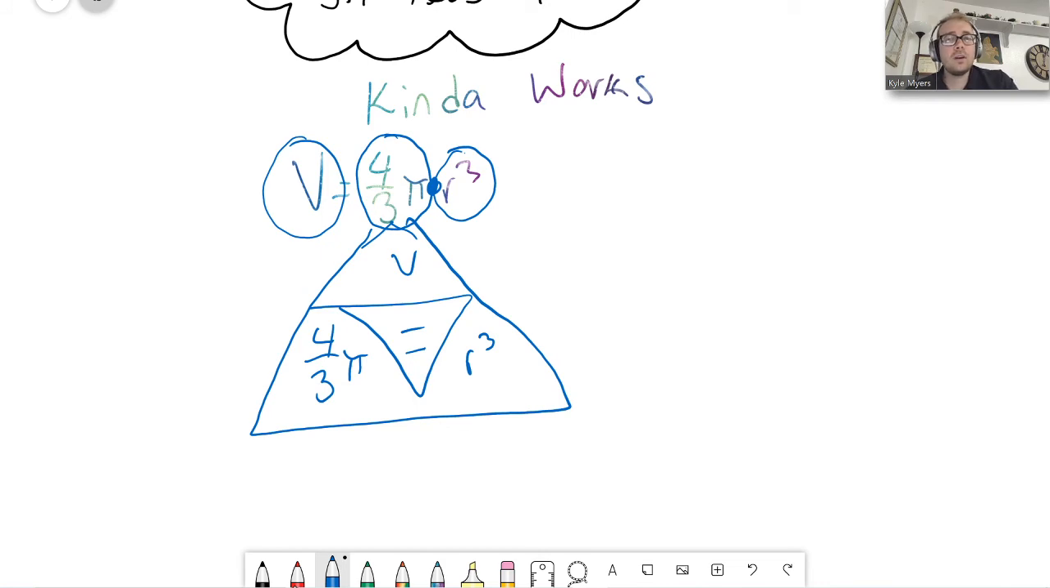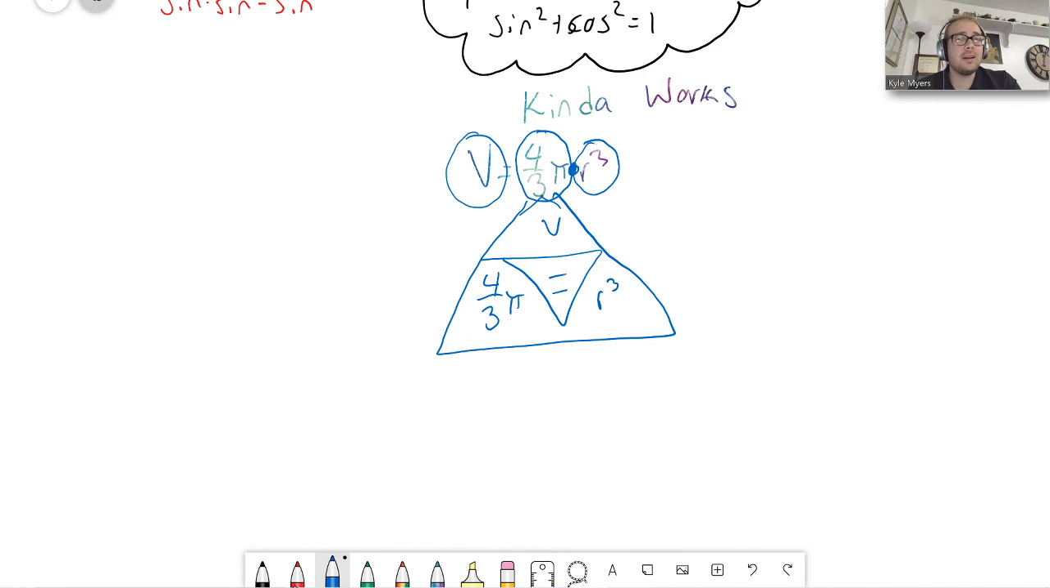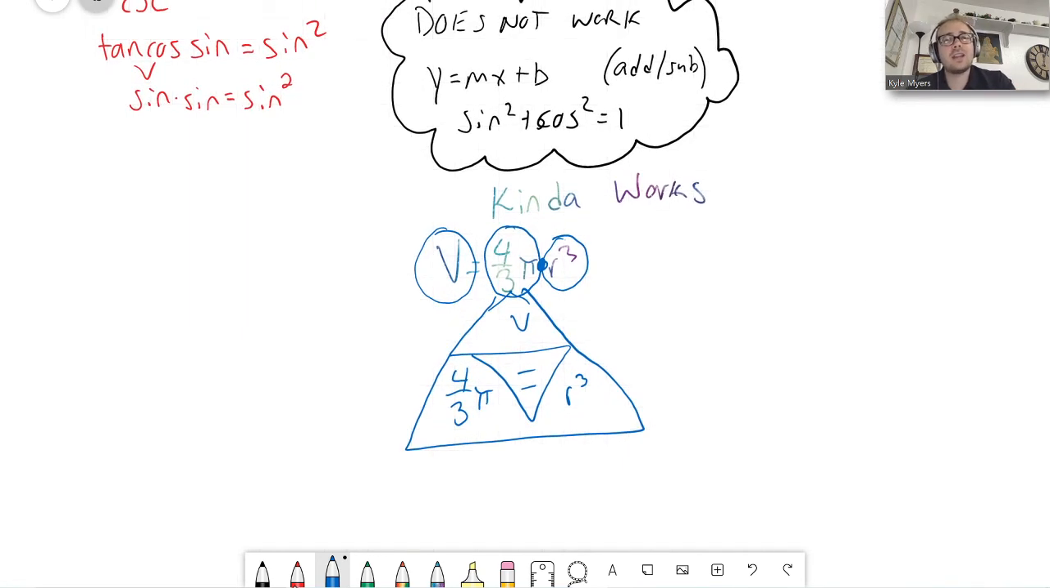Okay? So it will work on other formulas that are a little more complicated as long as there's no adding or subtracting. It does not work if there's adding or subtracting. It kind of works if you're multiplying or dividing several things.